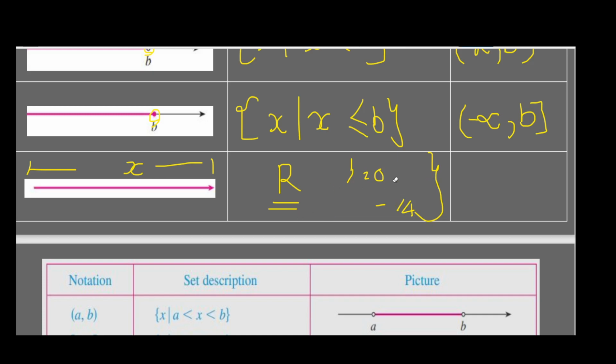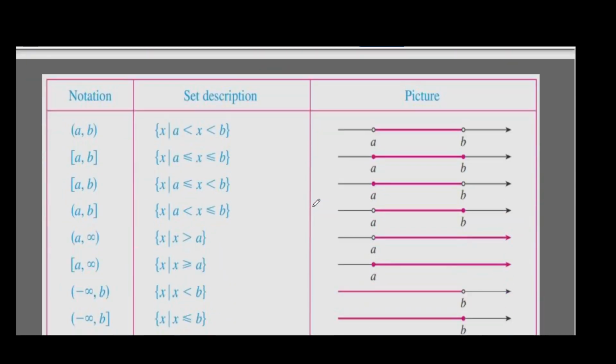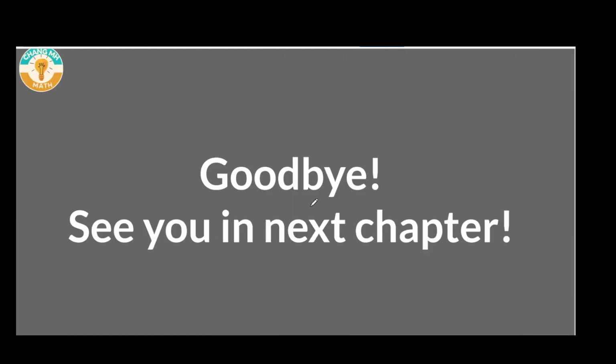I will erase this in case you misunderstand. So here you just need to write R, and for the notation, as all the numbers are included, you can write minus infinity to plus infinity. So this is the set description and notation for these arrows, and this is the summary of the exercises that we have done together. So this is all about intervals. So thank you and see you in the next chapter.